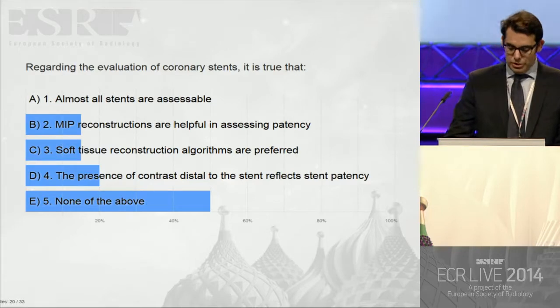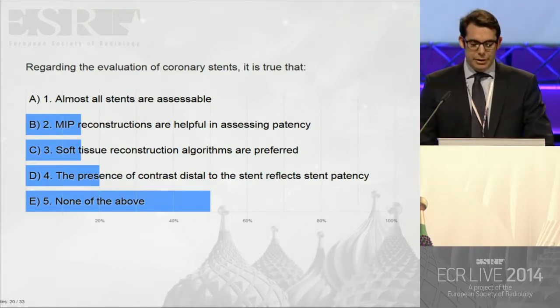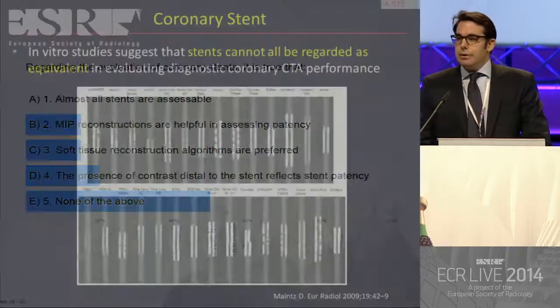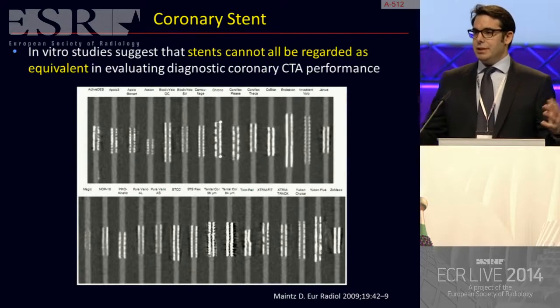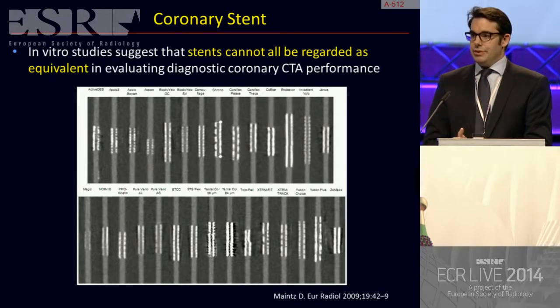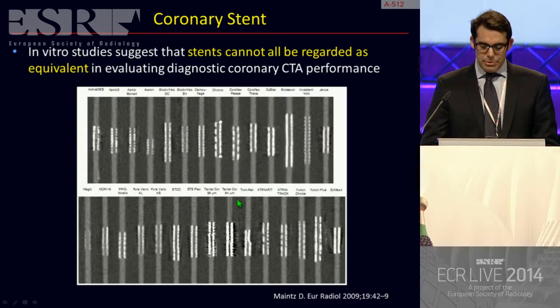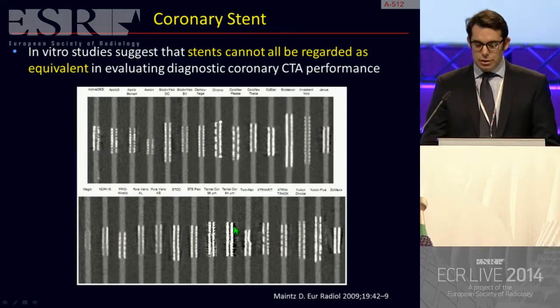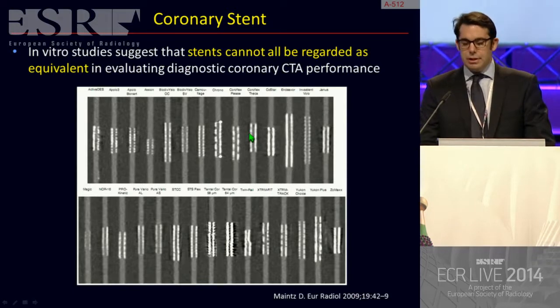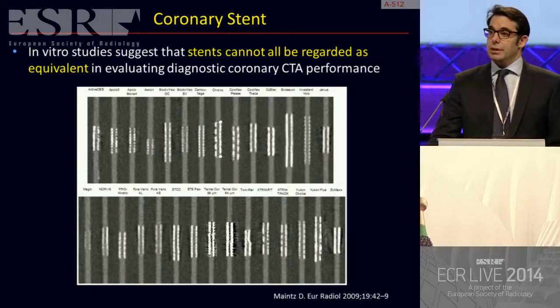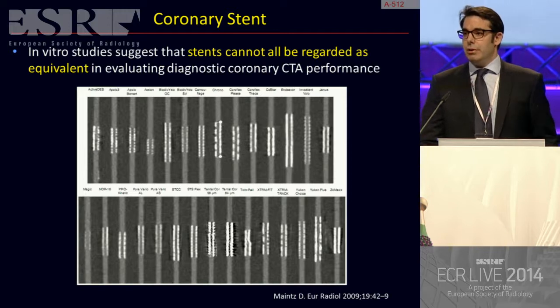So you said none of the above. I agree with you. None of the above is true, and we will see why. This is a very classic paper with the ideal scenario where you should be able to evaluate a stent with CT, and you see how different all stents are. Here you see how in some stents you won't be able to assess the patency, never. And sometimes you will be able to assess the patency of the stent quite nicely. So regarding the metal the stent is made of, you will be able to assess some. So not all stents are assessable. And in the past, we used to say that only about 50% of the stents would be assessable.